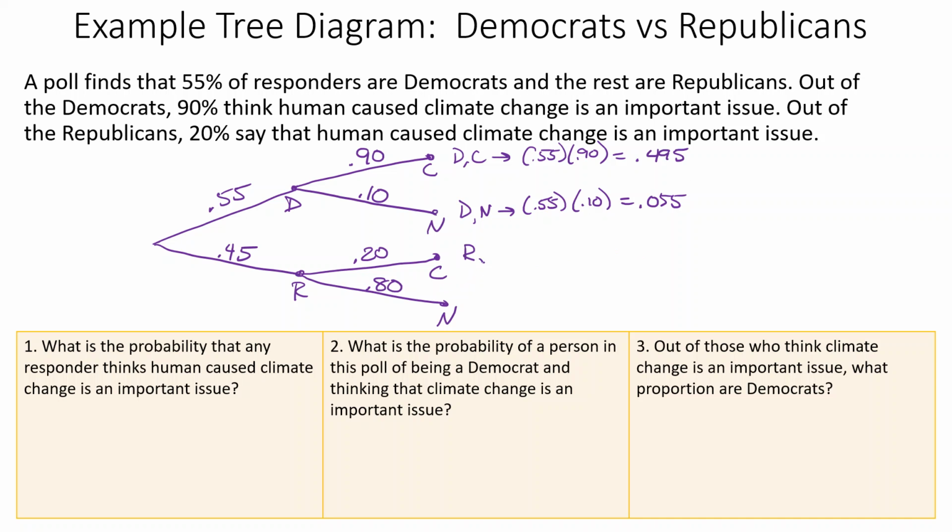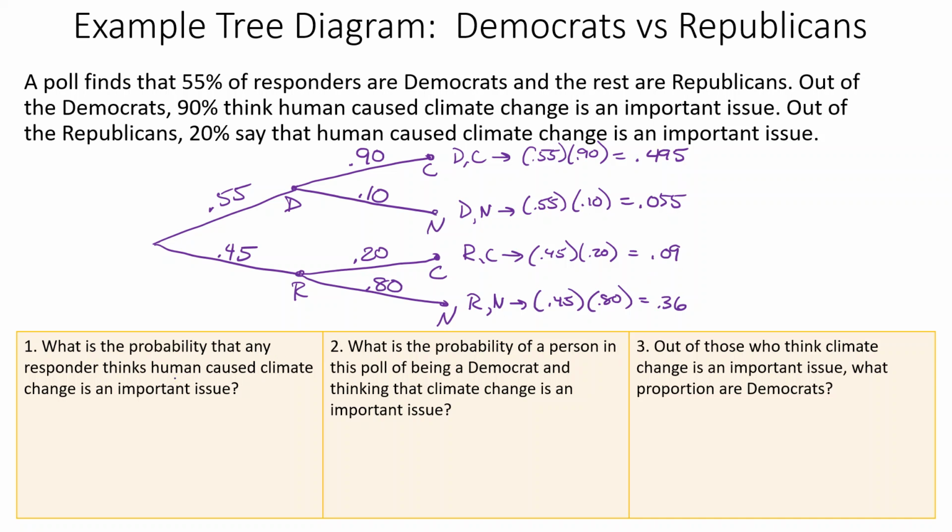And this is Republican and climate change. So we're multiplying those two together. So that's 0.45 times 0.20, which I believe is 0.09. And Republican and not climate change, it's 0.45 times the 0.80, which should give us 0.45 minus 0.09, which is 0.36. All right, so there's the probability of all of our branches. Now we should be able to answer all of the questions.